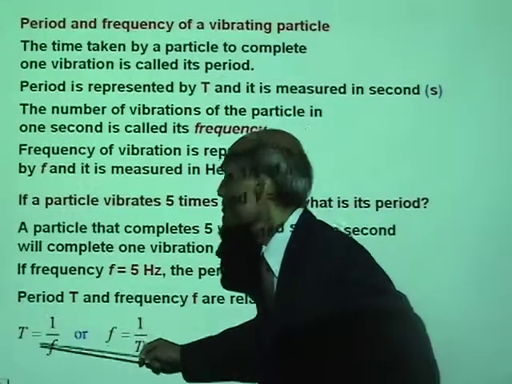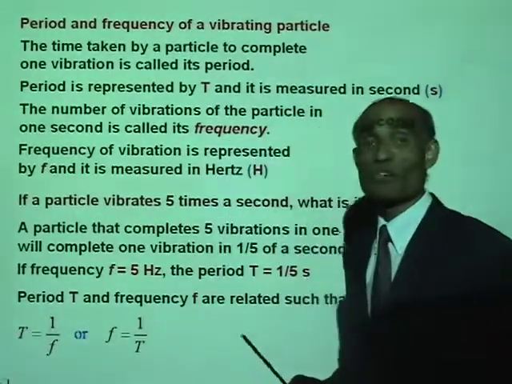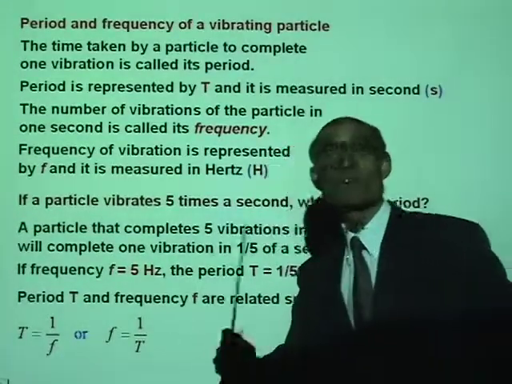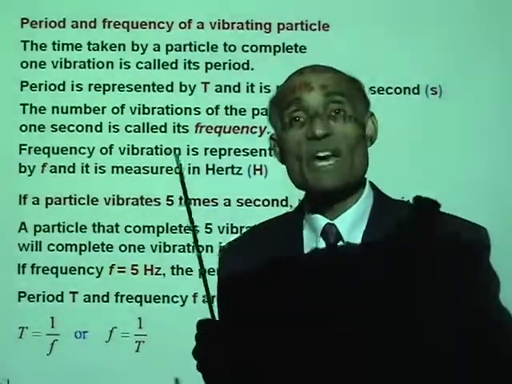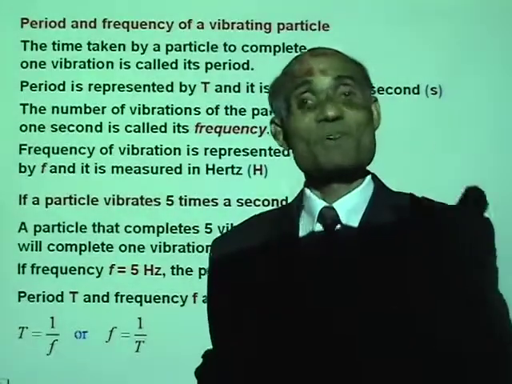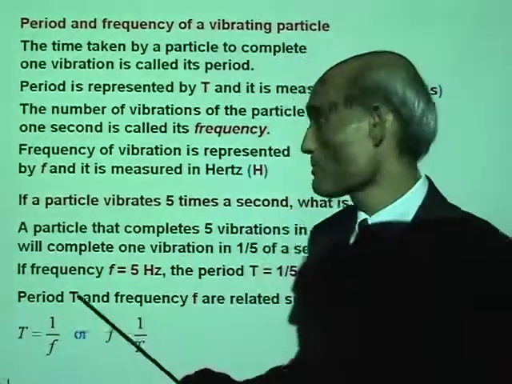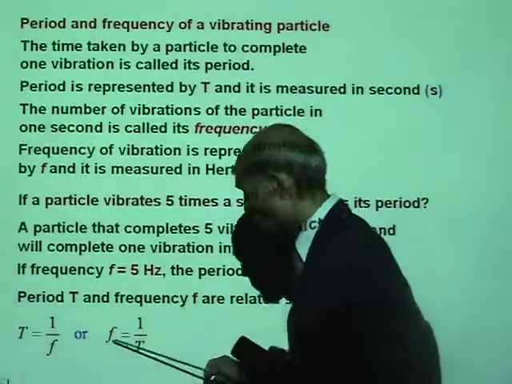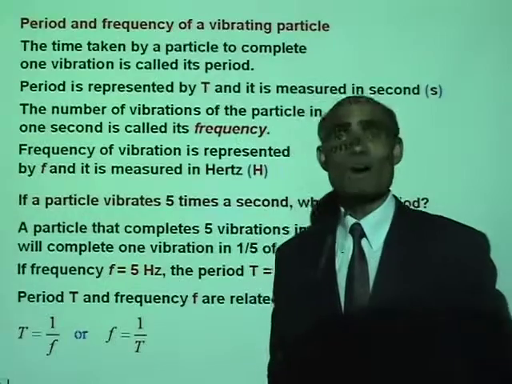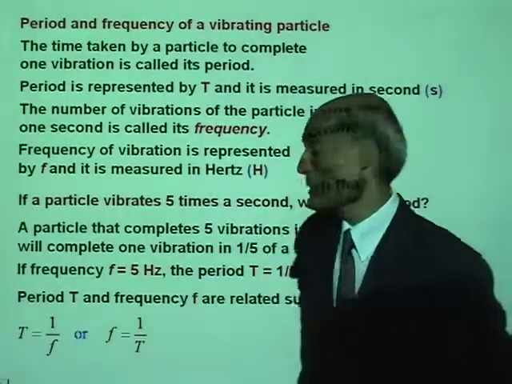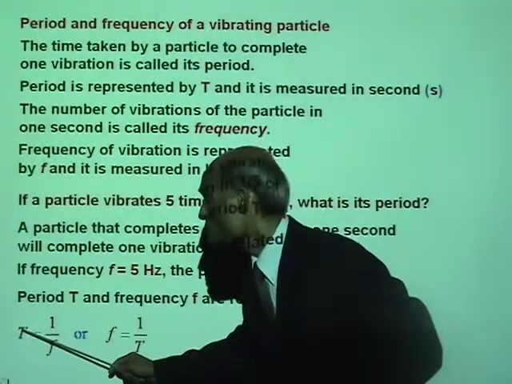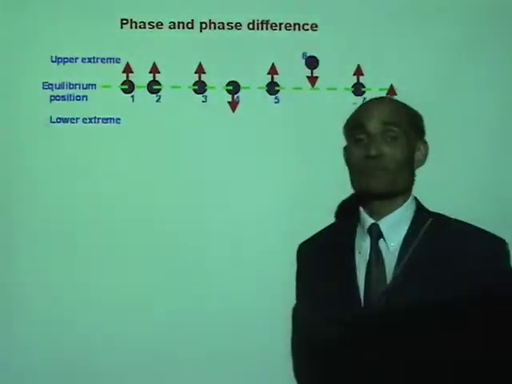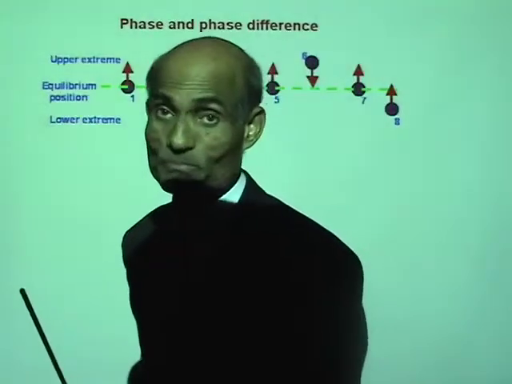Period equal to the reciprocal of the frequency, or frequency equal to the reciprocal of the period. Or we can say one is the reciprocal of the other. Period is 1/the frequency, or frequency is 1/the period. That means if you multiply the period and the frequency, it will always be 1. That is what it means.